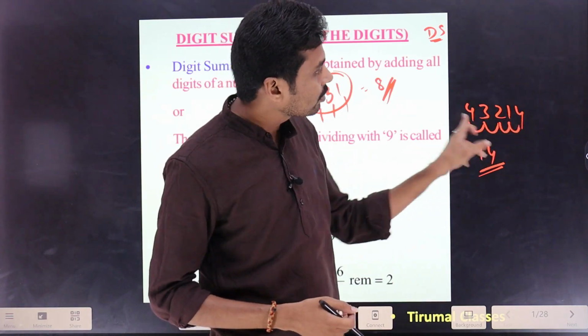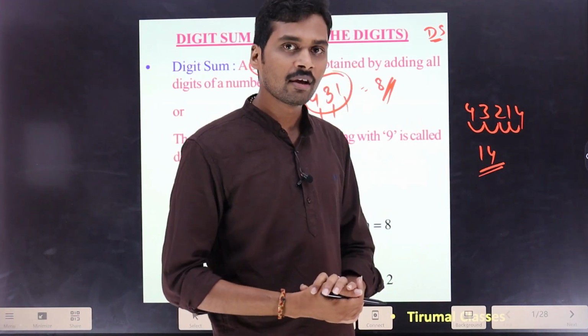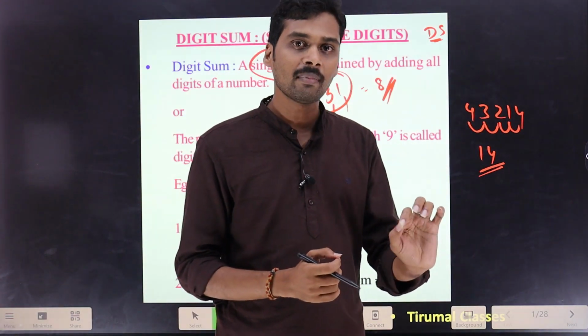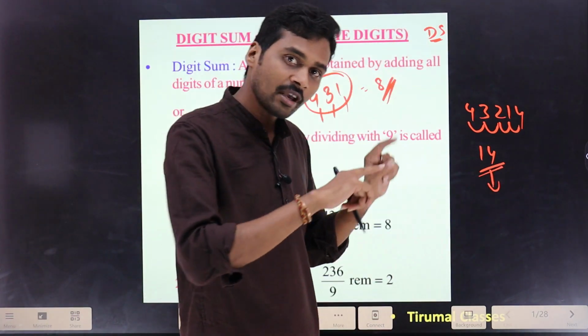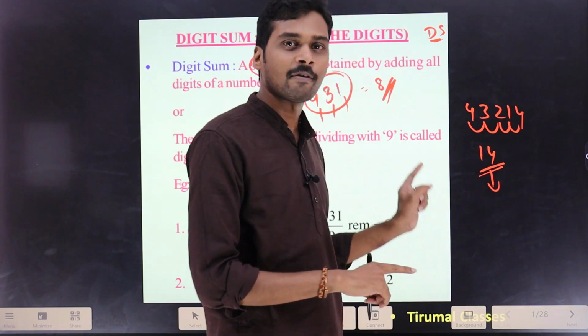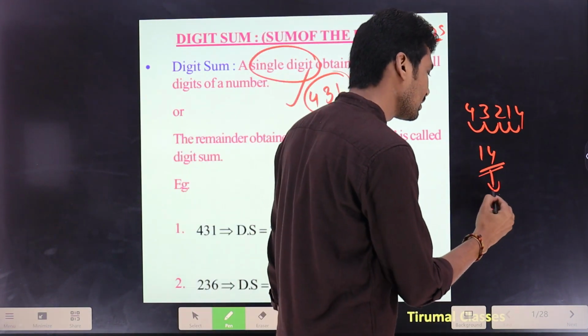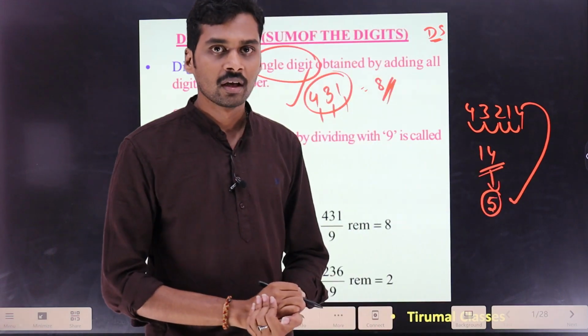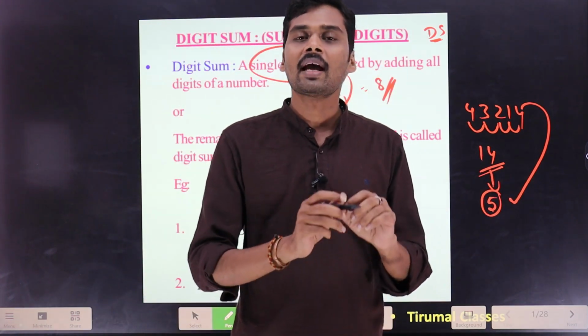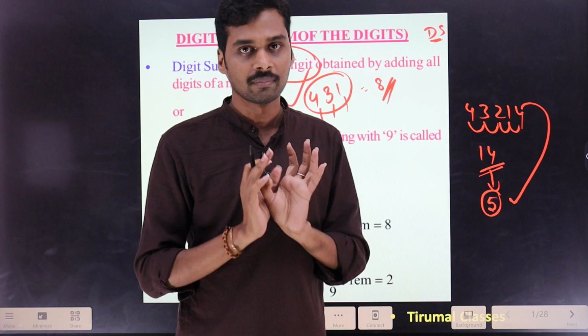So here I get the total sum of these digits is 14, but you have to express the final number as a single digit. So here I have the number 14. Now you add the digits again. 1 plus 4 is nothing but 5. So the digit sum of this complete number is 5. So the digit sum is obtained by adding all the digits of the given number.